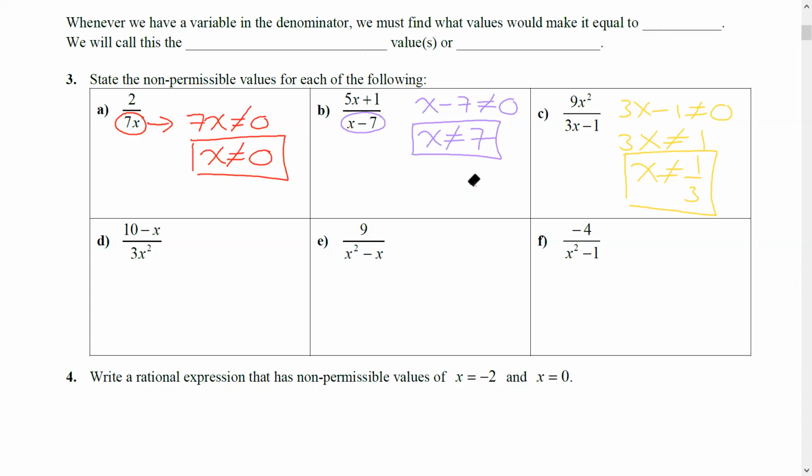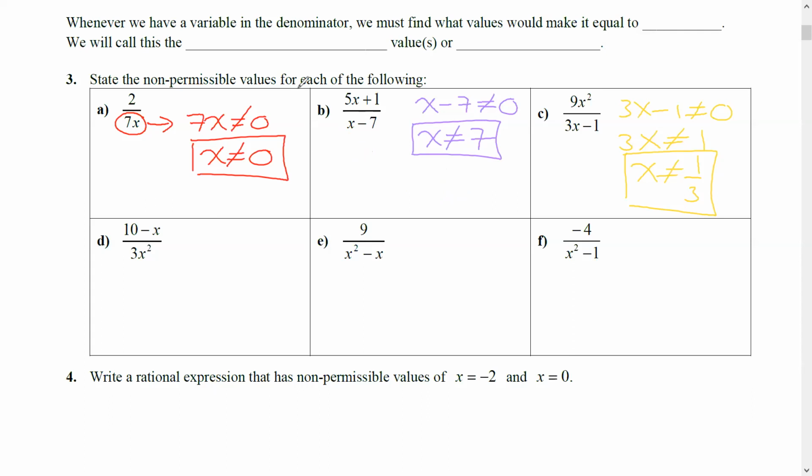If I go and check my work here, if I let x be 0 right here, I'm going to get 0 minus 7. I'm going to get minus 7 in my denominator. I'm allowed to have a denominator of negative 7. So the answer isn't always 0. I need you to think of that. Okay, a few more. D.